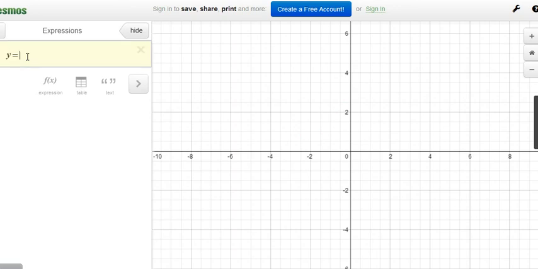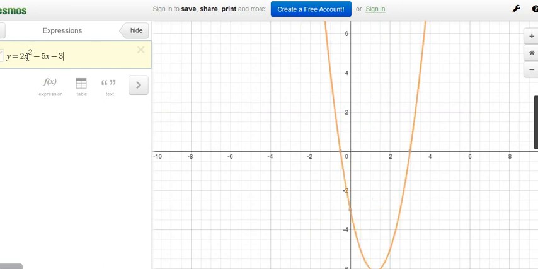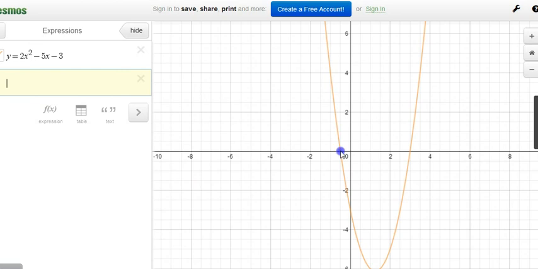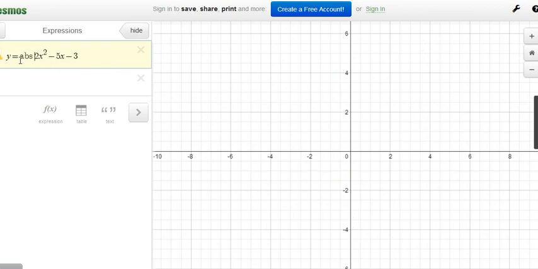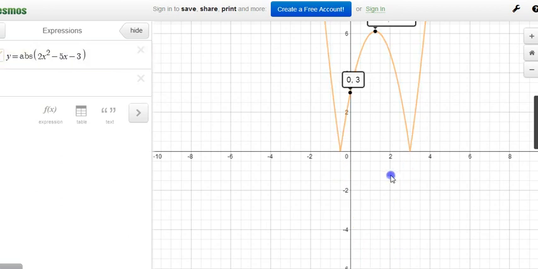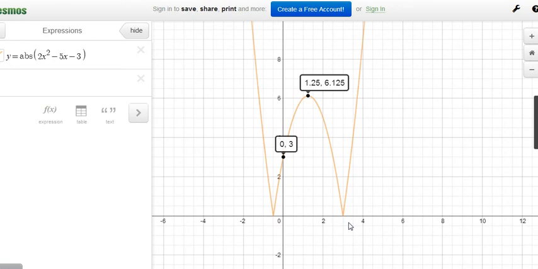So let's start with the original. Was it 2x squared? So we had -1/2, we had 3, we had 3, and we had 1 1/4 and -6 1/8. And if we do the absolute value, then we get that. You just typed in ABS. I typed in ABS, and then it threw brackets around it and figured out that I wanted the absolute value.